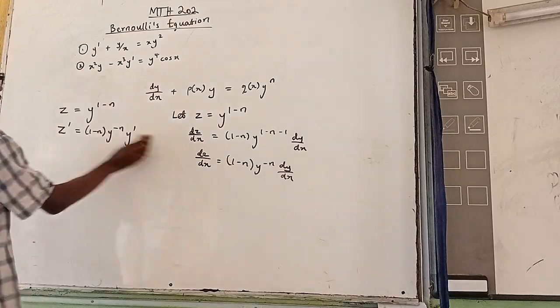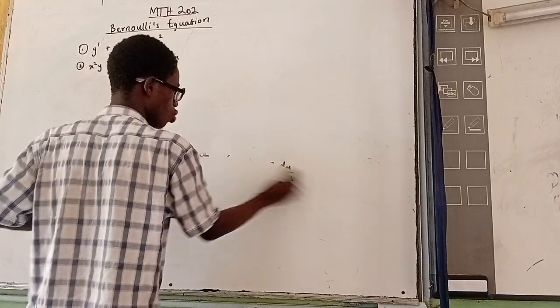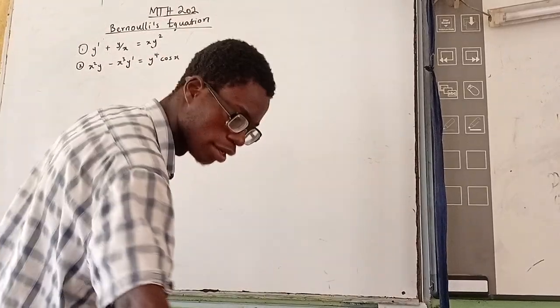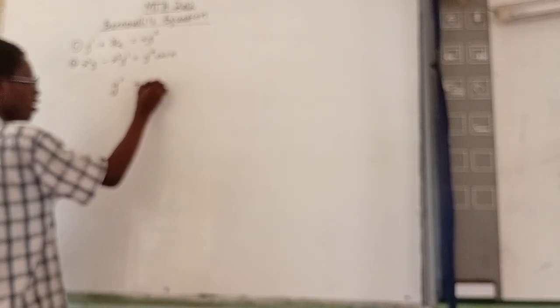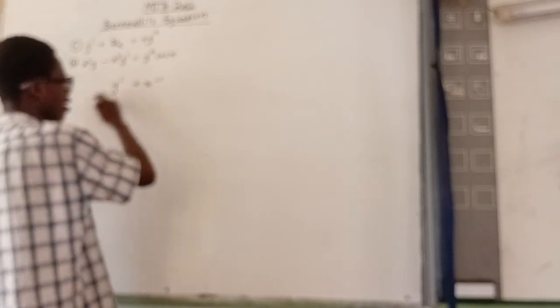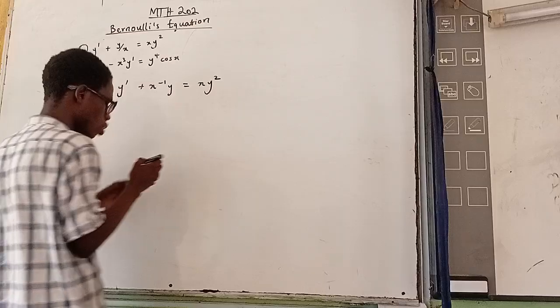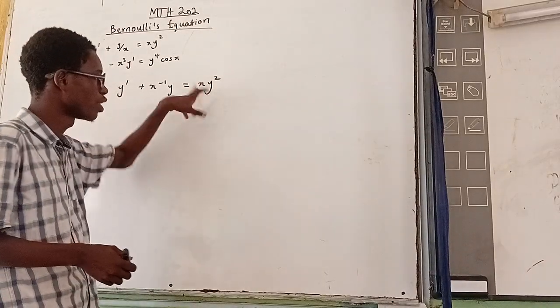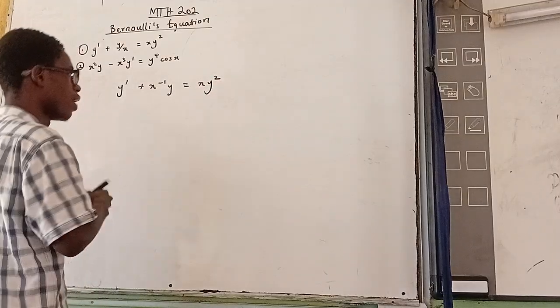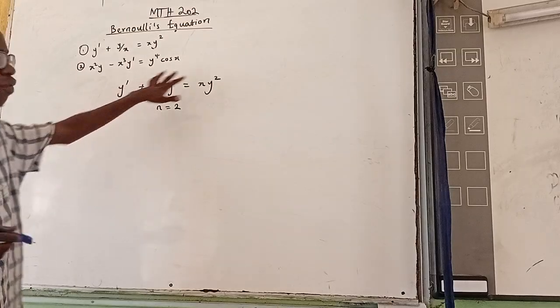Let's solve the first one. First thing first, you have to confirm that your ODE is in the form of a Bernoulli. y prime plus (x minus 1)/x, which I can write as (x minus 1) over x, times y equals x y raised to power 2. So this is our y prime, this is our p times y, and this is our q times y raised to power n, which means our n equals 2. This is in the form of a Bernoulli.